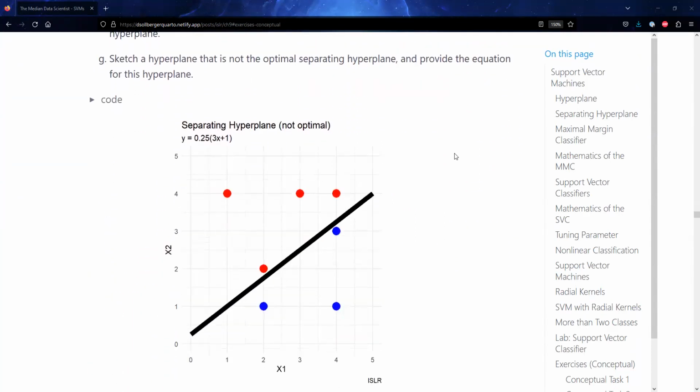Part G is kind of a math teacher question. Sketch a hyperplane that is not optimal. So this time around in the solid black line, I drew a hyperplane that gets maybe too close to the dots. And that has a slightly different equation there in the subtitle.